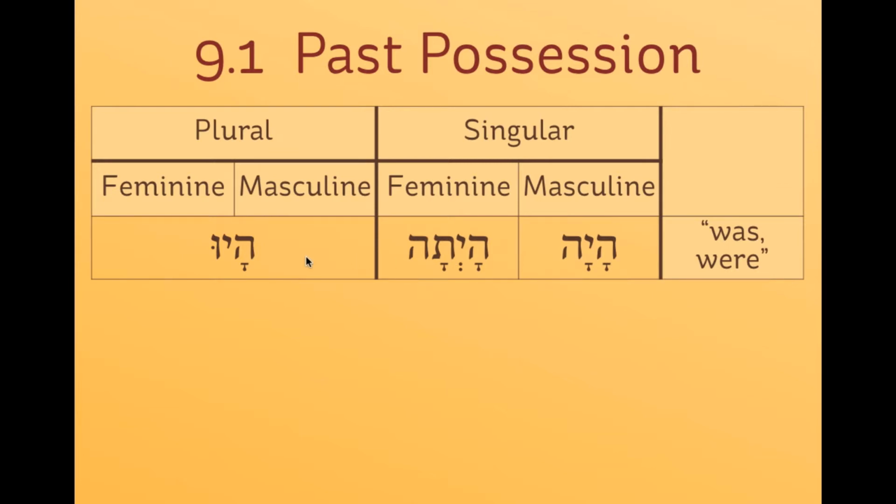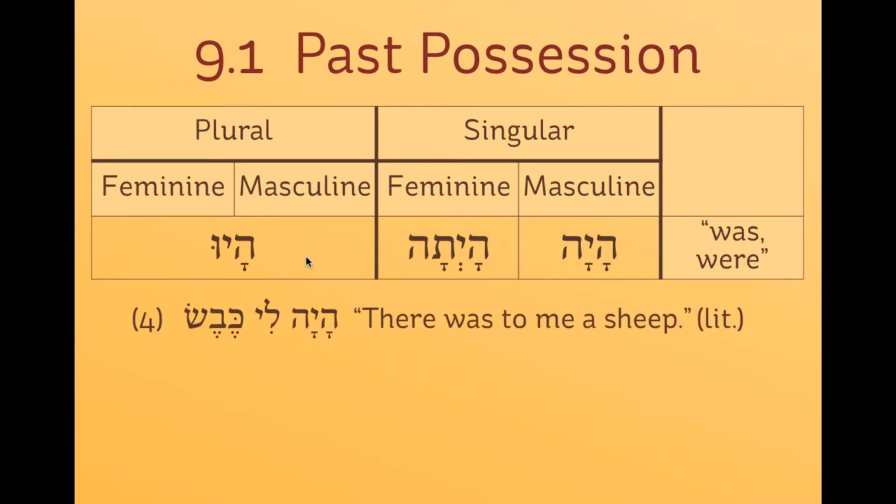And this to be verb is going to inflect for making past tense statements of possession. The construction is going to be the same as present tense. It's going to be the impersonal construction. We just swap haya in for yesh. So I had a sheep is haya li kevis. There was to me a sheep, where haya is masculine singular because kevis is masculine singular.